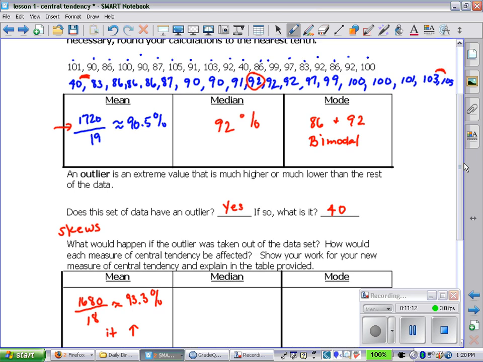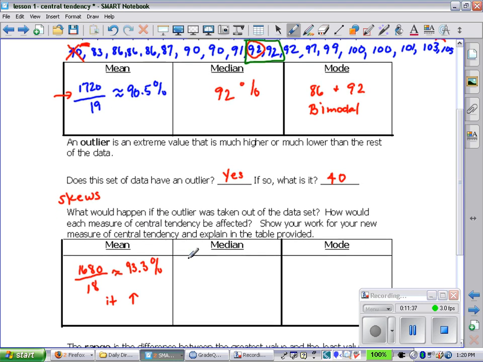Okay, now the median. Remember, we're taking out that 40. So we're going to start counting in on your median. Count in, count in, count in, count in. Keep going, keep going, keep going. And it turns out that these two 92s are sitting exactly in the middle. Since they're both in the middle, it's going to be pretty obvious that the median is still going to be 92, but we're taking the average of those two.